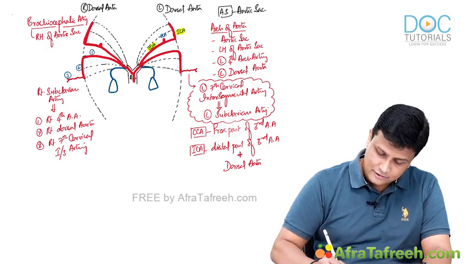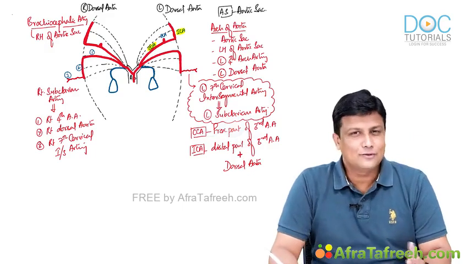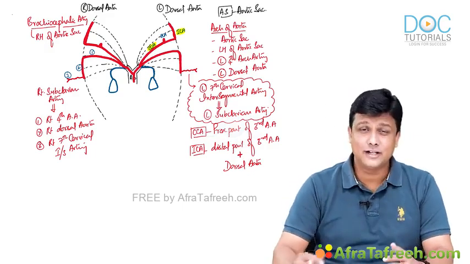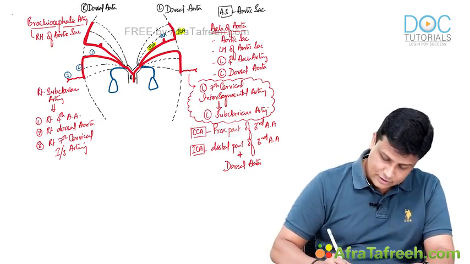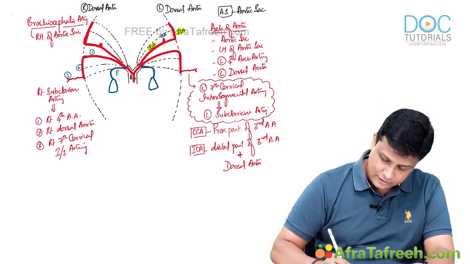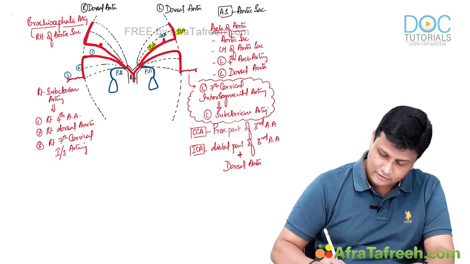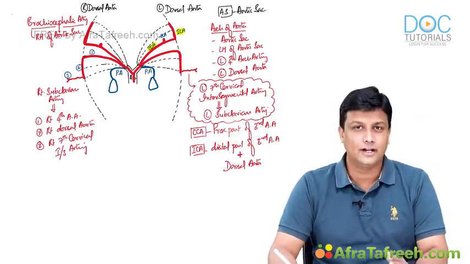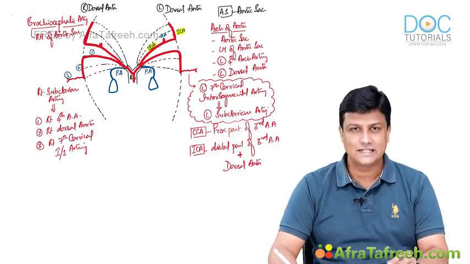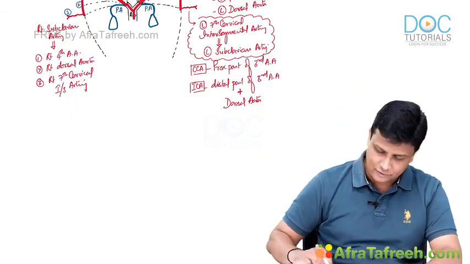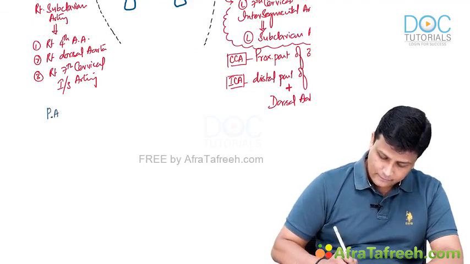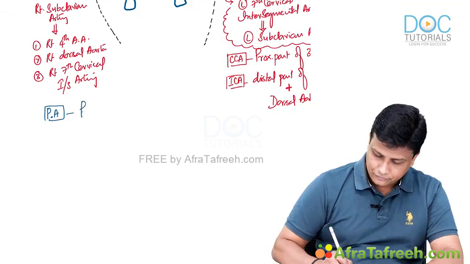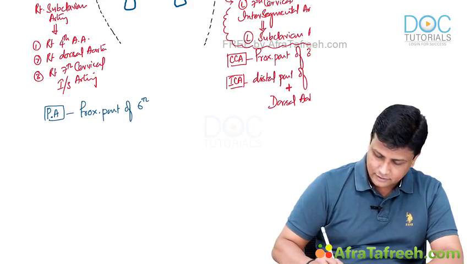And of course, till now you have learned the derivatives of so many arteries over here, and you already know the method. It's not the complete sixth arch artery, it's only the proximal part. So this is the pulmonary artery on the right side, and this is the pulmonary artery towards the left side, and both of them are derived from the proximal part of the sixth arch artery. Let's just write it and finish it off. So the pulmonary arteries are derived from the proximal part of the sixth arch artery.